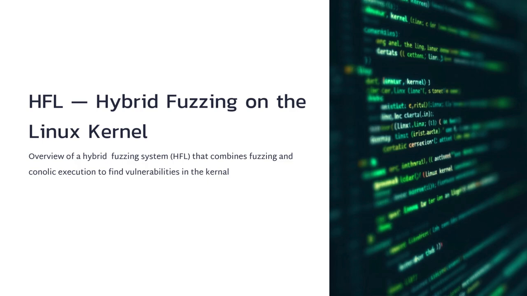In this paper, the authors propose a system called HFL, which combines traditional fuzzing and concolic execution, but in a way that actually works for kernel level software. The key idea is that fuzzing and concolic execution each have strengths and weaknesses. If we can combine both of these methods carefully, and engineer around some of the kernel specific problems that arise, we can do a better job in finding vulnerabilities in high privilege software than either of these methods alone.